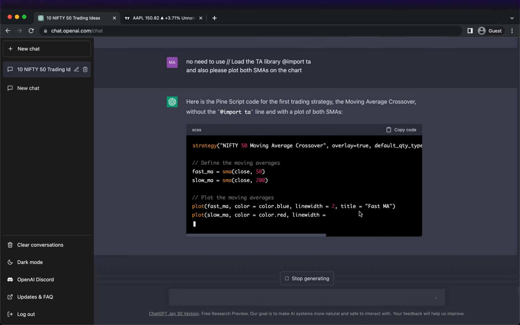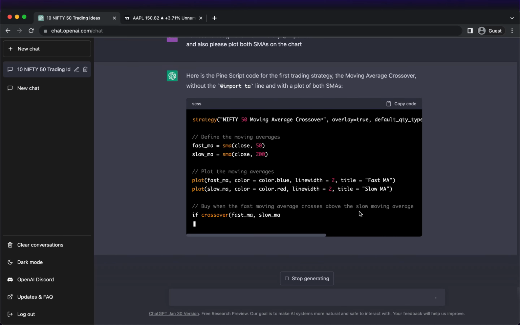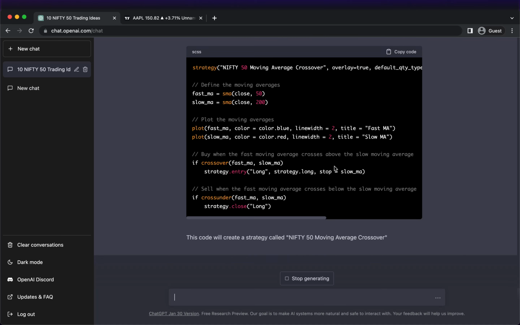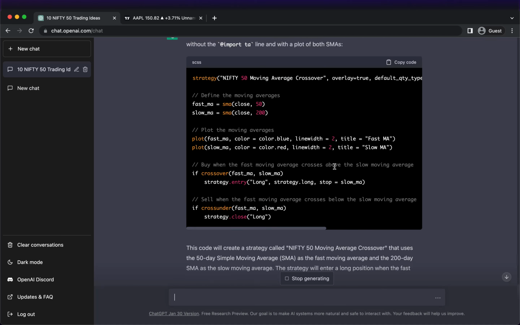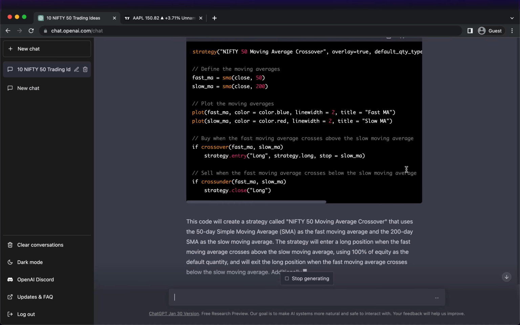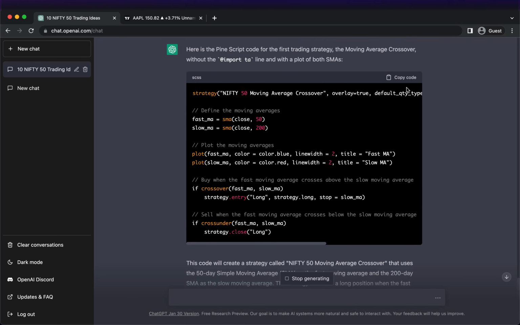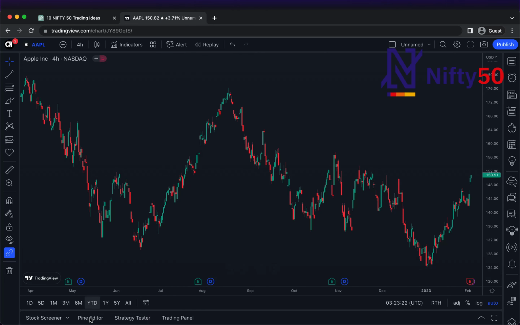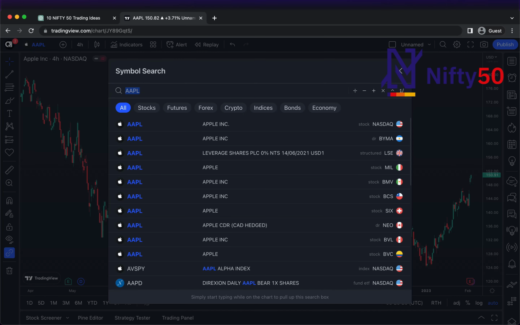So as you can see, it's using SMA again. So we also ask to add the plot. So we have our plotting for the fast and slow MA. So we'll have graphs, and let's see. Now let's copy and let's go to TradingView. Okay, we don't need this. Now let's change it to the NIFTY.